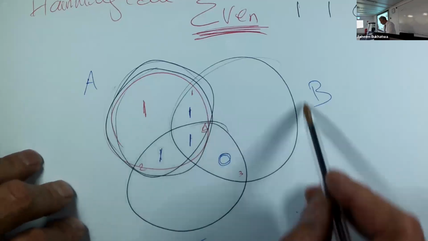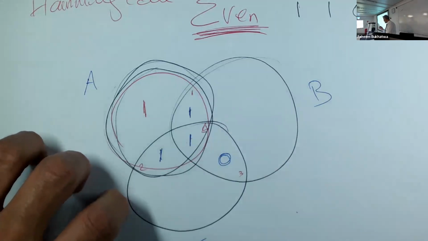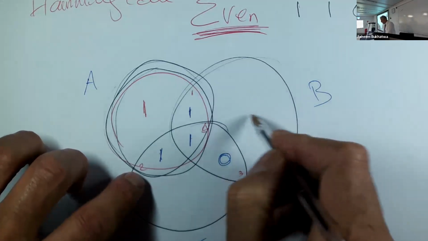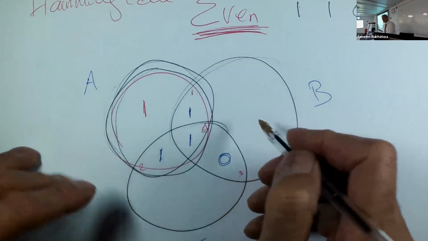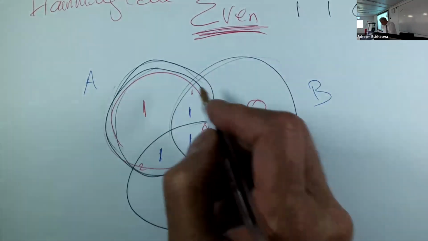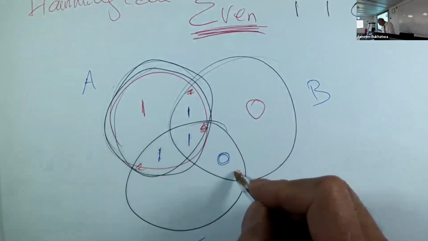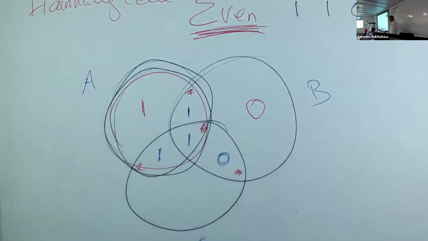B already has 2 bits that have the value 1. That's even. So we're going to add another parity. Should we add a 0 or a 1? A 0, to make sure that B also contains an even number of bits. I'm just going to remove other stuff to make it less complicated.